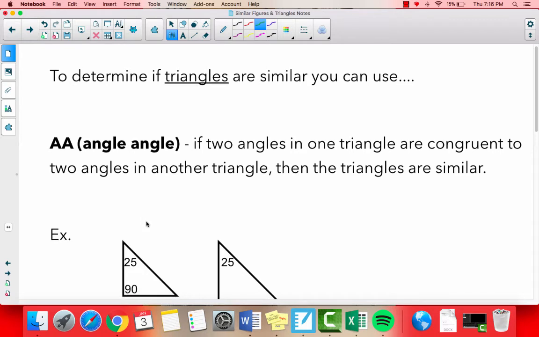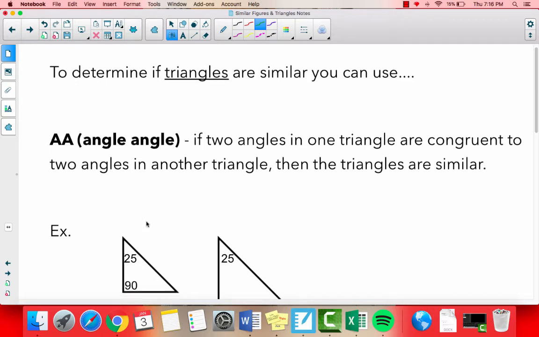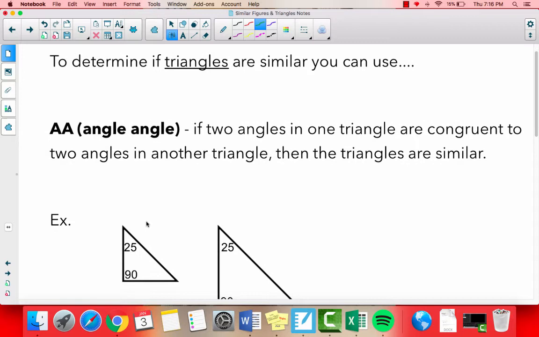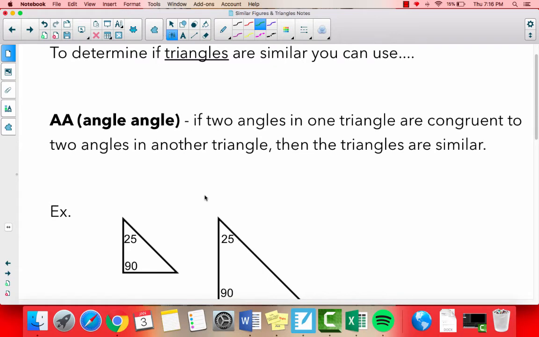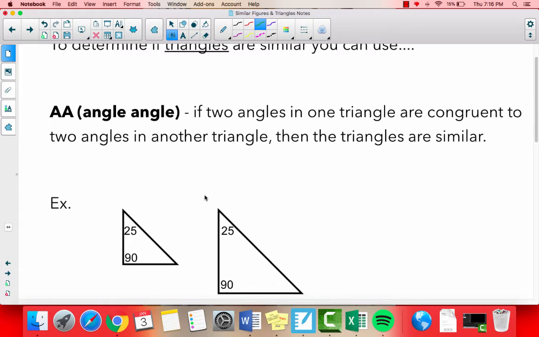Now, the first shortcut you could use to prove that triangles are similar is the angle-angle concept, so AA. And what this basically says is that if you have two triangles where there are two congruent pairs of angles, then automatically those triangles are going to be similar. So you don't have to know anything about the sides. If you know you've got two congruent angles, automatically those triangles are going to be similar. And I just went ahead and drew an example for you where we had two right triangles.